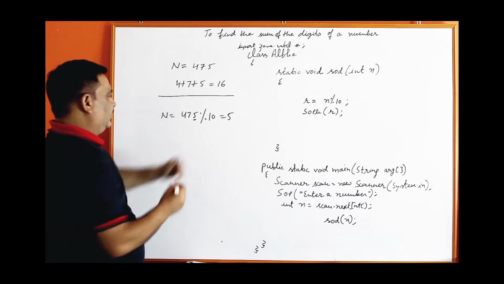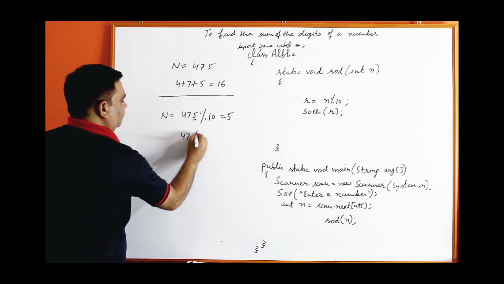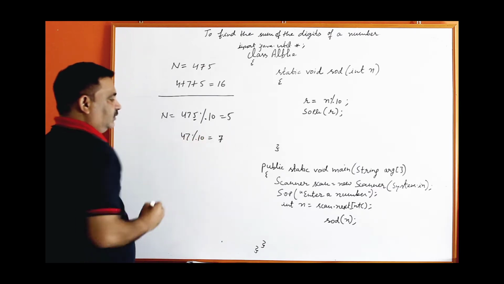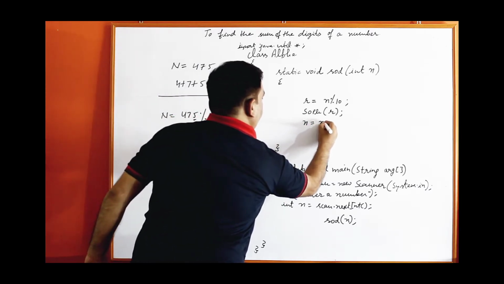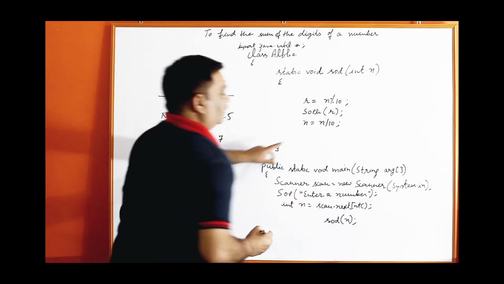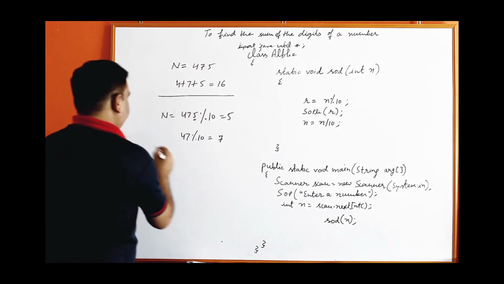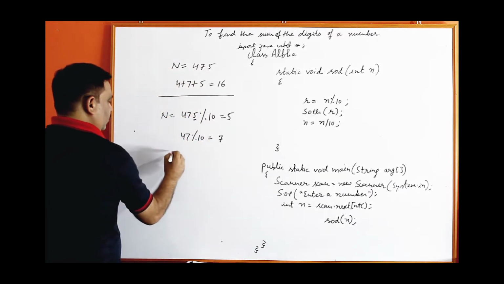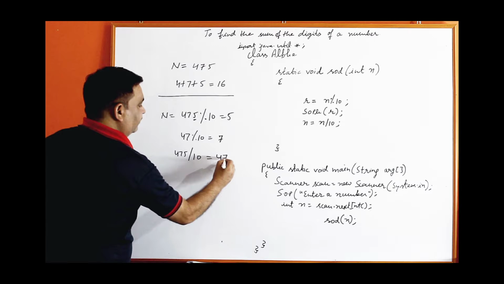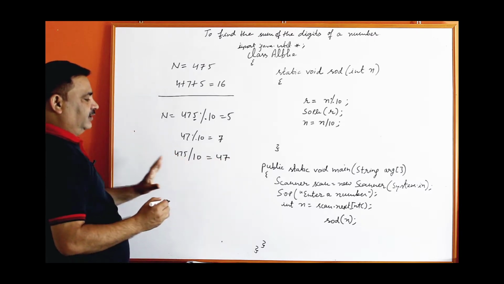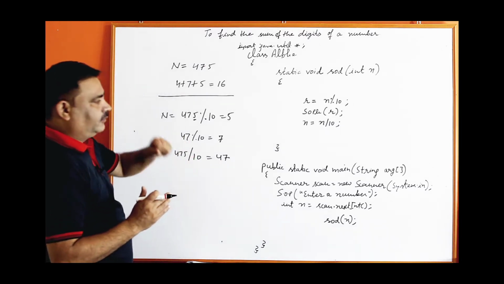Now, next statement. Now, we have to divide 47 by 10 to get 7. How will we get 47 first of all? I am writing one statement, n equal to n divided by 10. Here is the sign of divide. So, when you divide 475 by 10, what will you get? You will get 47 because both n and 10 are integers. You will get only the integer 47, you will not get 47.5.